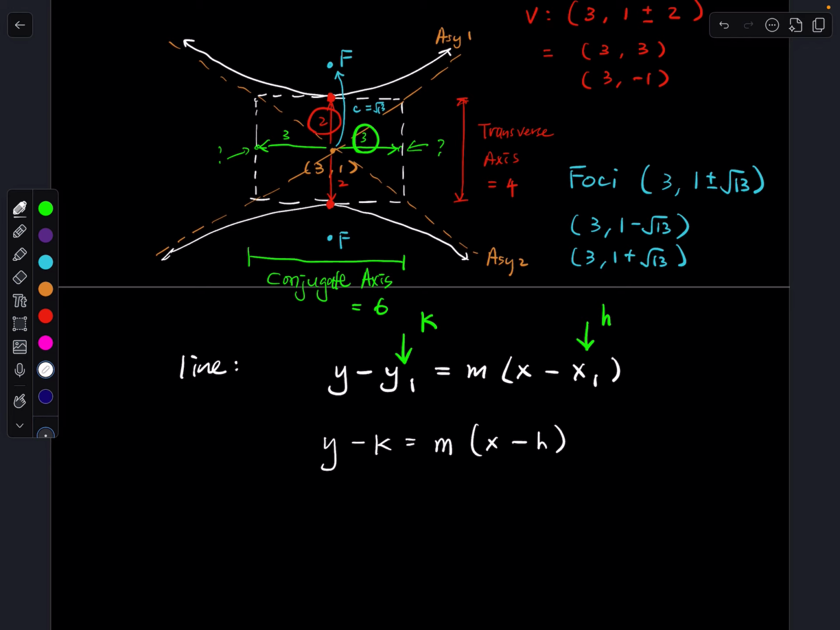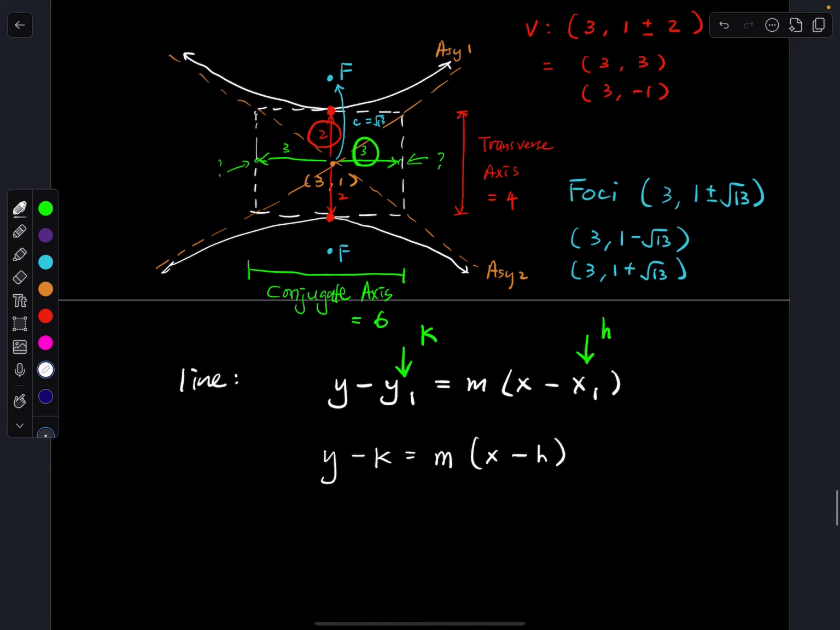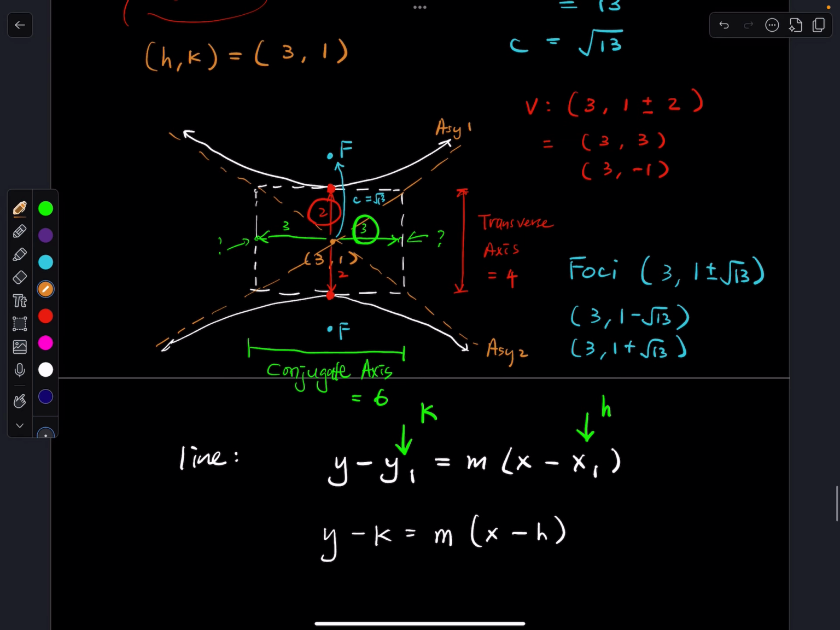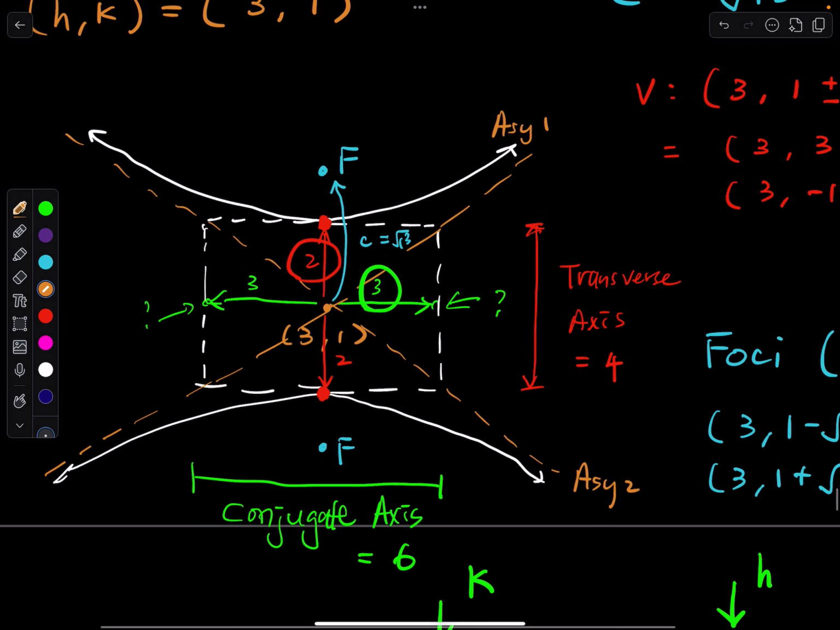Now, what is the m? There are going to be 2 of them because there are 2 lines, right? So all you need to do is just look at this. Let's look at asymptote number 1. It has an up arrow of 2 right here from the center, this red one. And it has a run arrow to the right side of 3 right here. So your slope is simply going to be rise over run, 2 over 3.